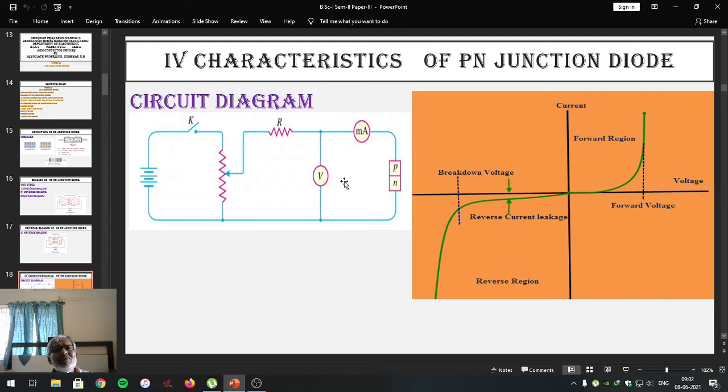Now do the same process: increase the voltage by using the rheostat and note down the current flowing through the p-n junction diode. We know that ideally in reverse bias the p-n junction diode doesn't conduct current, but practically a little amount of current flows through it due to the minority charge carriers when the voltage becomes more than the breakdown voltage of the p-n junction diode in reverse bias condition.